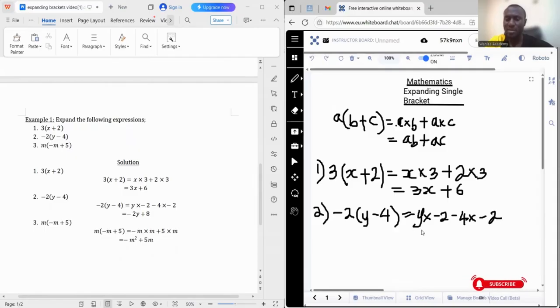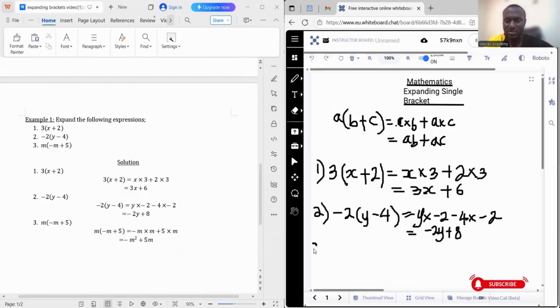From here, we simplify. Y multiplied by -2 gives us -2y. Then -4 times -2. Negative times negative brings back positive. As I've said before, when you multiply same signs, it becomes positive, but when it's different, it becomes negative. So minus times minus makes it positive. 4 times 2 makes it 8. Therefore, the expansion of -2 into brackets y minus 4 is -2y plus 8.